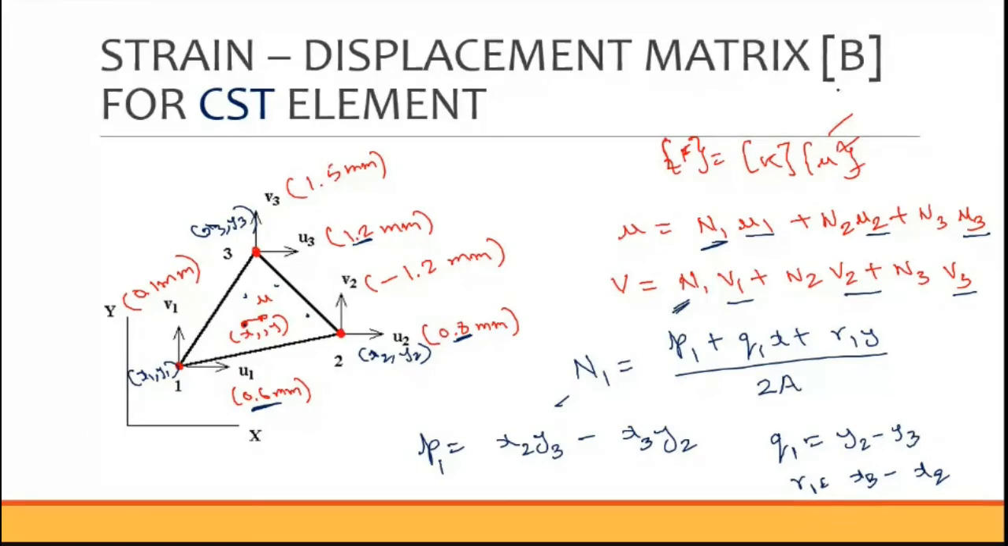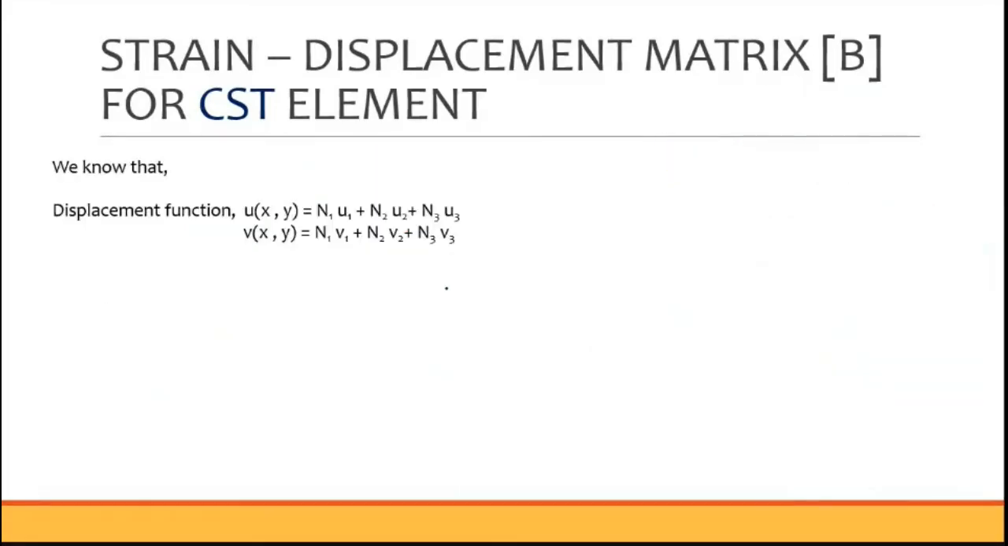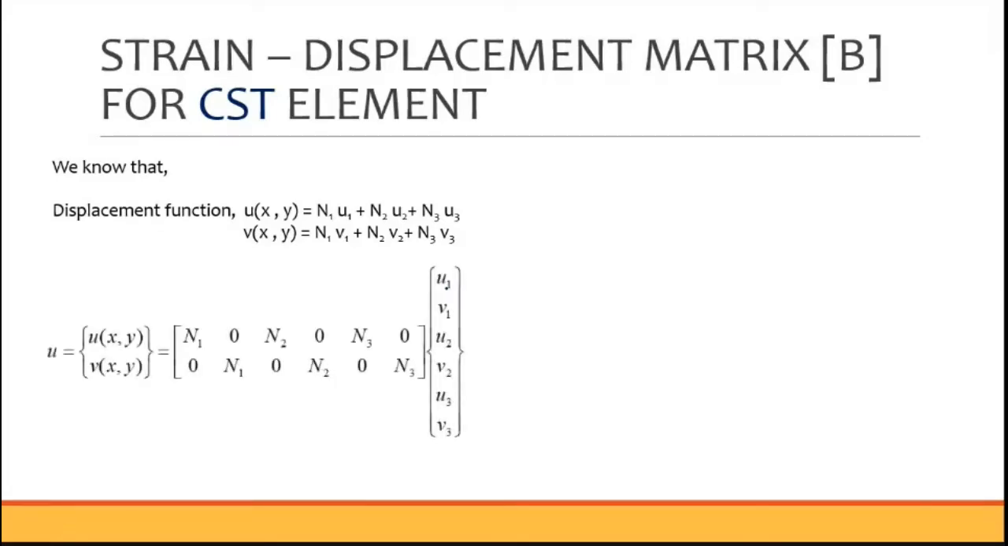Now we'll go for deriving the stiffness matrix. Sorry, what is the strain displacement matrix, right? So let me consider your displacement function u as n1 u1, n2 u2, n3 u3. Similarly, v as n1 v1, n2 v2, and n3 v3. So when I write it in the matrix form, we can write it like this.